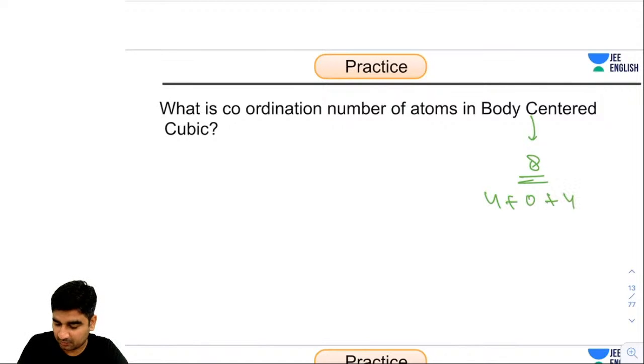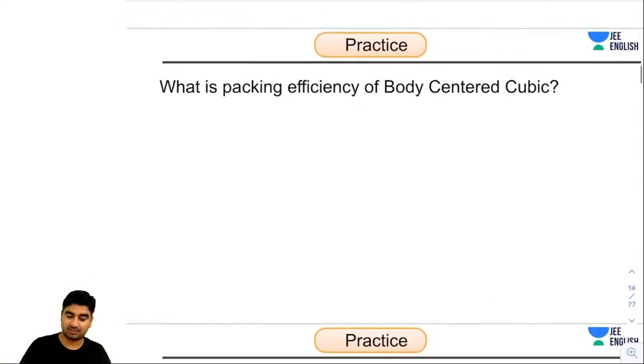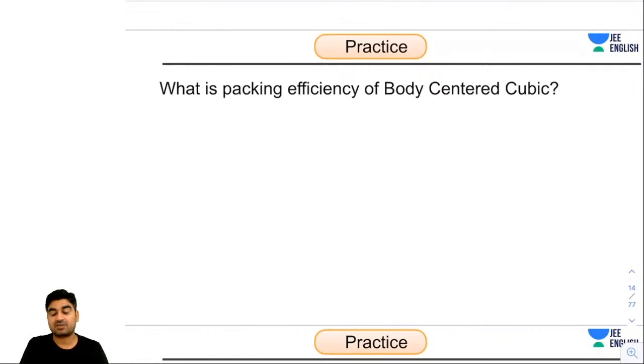4 plus 0 plus 4. So in its own layer, an atom will not touch anything. It will touch 4 below and 4 above. Yes, Vinay, this time you are right. But Lokesh was fast. So guys, now tell me, what is the packing efficiency of body centered cubic?